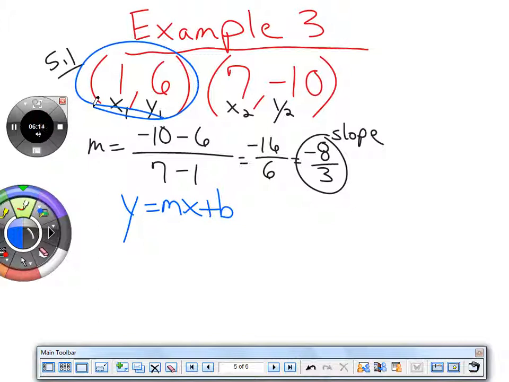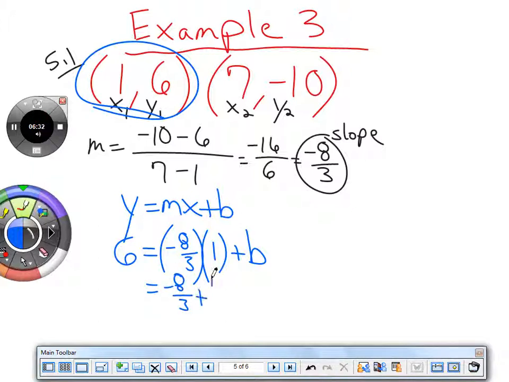So I'm going to use the 6 as the y coordinate. The m is negative 8/3. The x is 1. And the b, I don't know, so I'm going to solve for b. So I have 6 equals negative 8/3 times 1 plus b. Then I need to get the b by itself, so I'm going to add 8/3. So I got 6 plus 8/3.